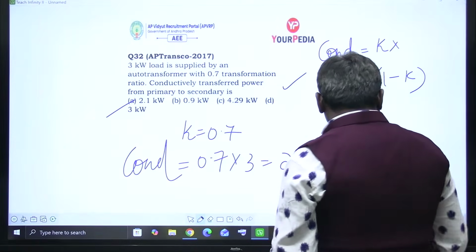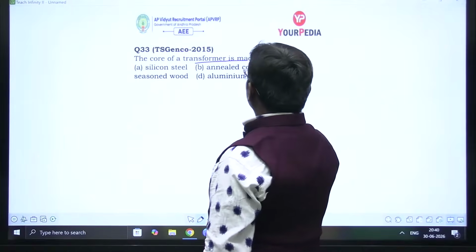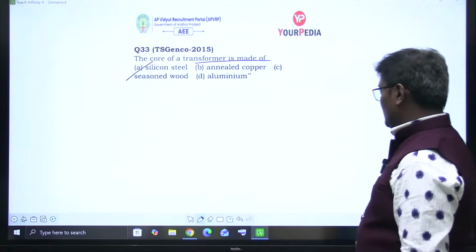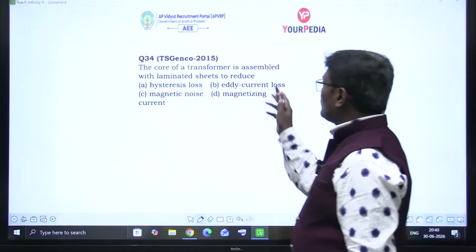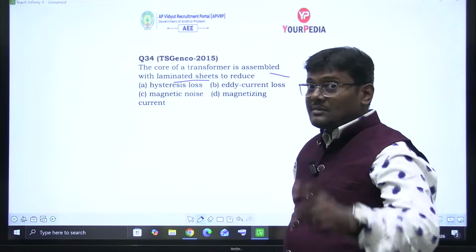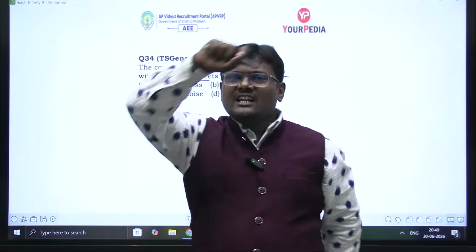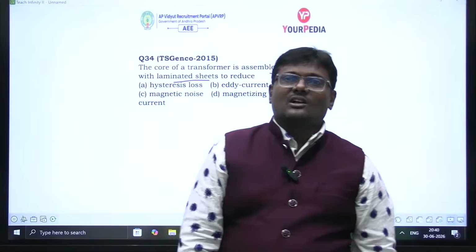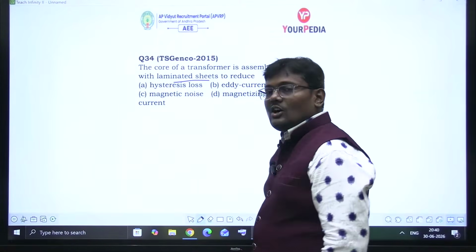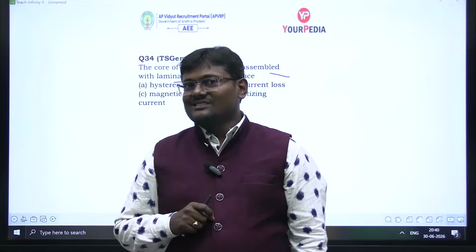Right, 2.1 kilowatts. Next. The core of a transformer is made up of silicon steel, which I just discussed, in order to reduce the hysteresis loss. The core of a transformer is laminated. Remember, you may get confused in the examinations: laminations are provided in any machine in order to reduce the eddy current losses, and silicon steel is used in order to reduce hysteresis losses.